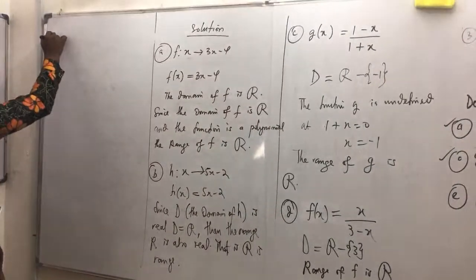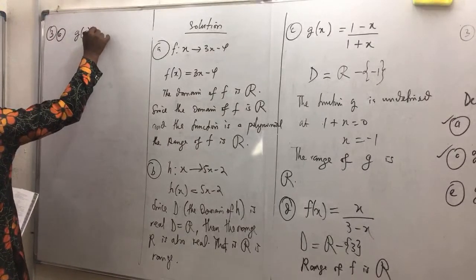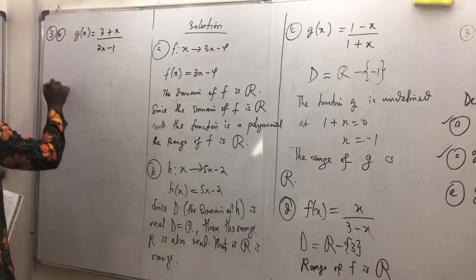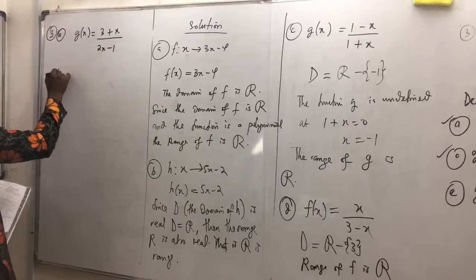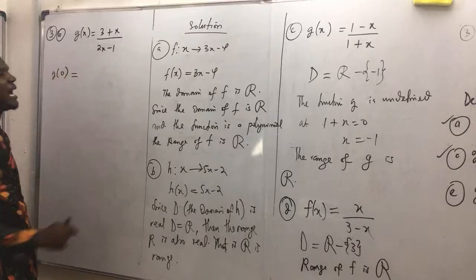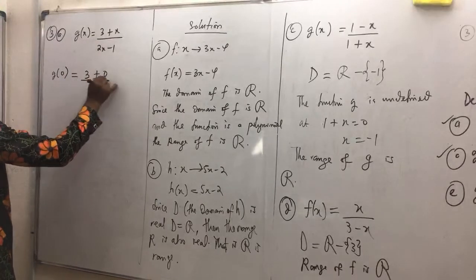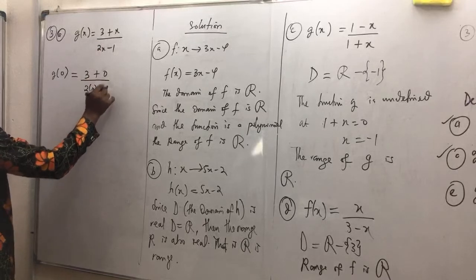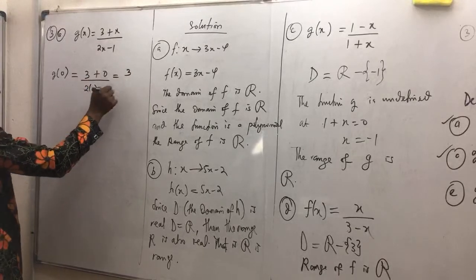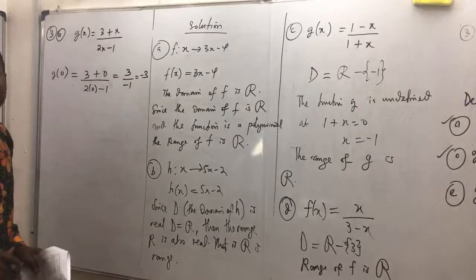Now in 3A we were given the function g(x) = (3 + x) / (2x - 1). Since we are asked to find g(0), all you have to do is put x as 0 into that function and simplify. That will mean (3 + 0) / (2 times 0 - 1). 3 plus 0 gives us 3. 2 times 0 is 0. 0 minus 1 gives us minus 1. So you end up having minus 3 as your result.